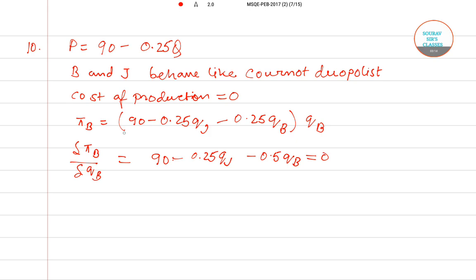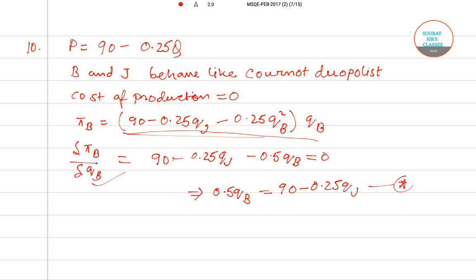If you differentiate this equation with respect to QB, from here you will get this entire term. QB square will be there if you multiply with this. This is why it has become 0.5QB, which we would equate with 0. Now if you take it on the right hand side, you will get 0.5QB equals 90 minus 0.25QJ. This is the equation which we have got.